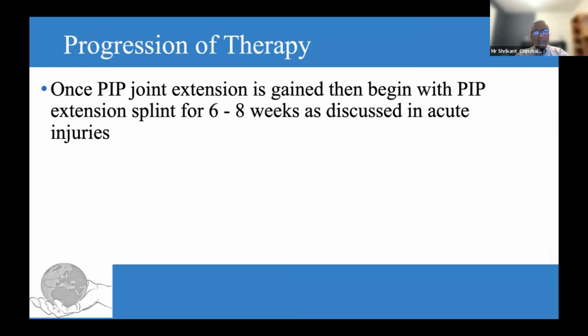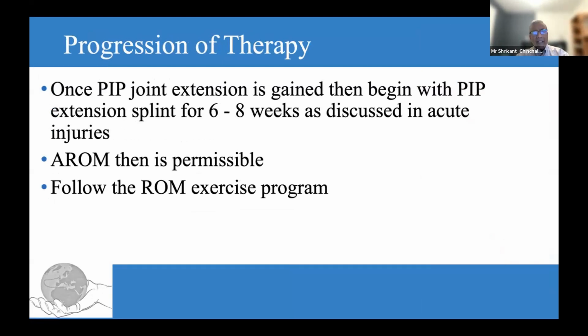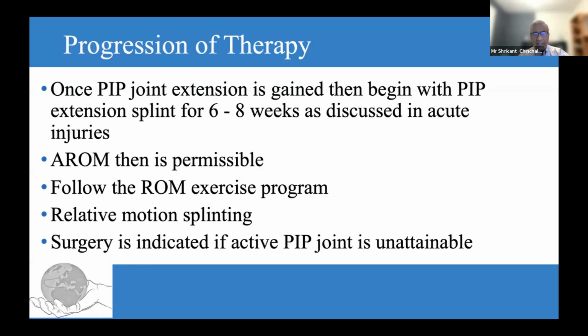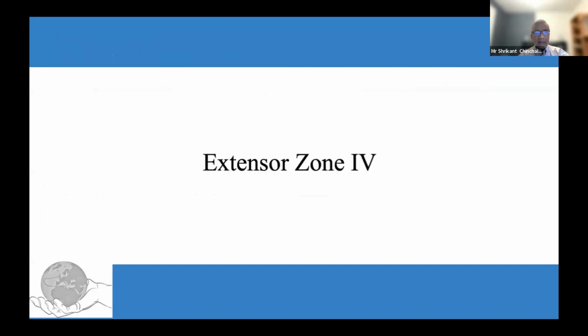So progression of therapy: once we have gained PIP joint extension to neutral, then we follow the same routine of holding the PIP joint in neutral, allowing patients to perform DIP joint flexion exercises. The management is exactly the same as I described with acute injuries. And then later on, we begin with range of motion exercises, initially as permissible, and then they routinely follow these programs. And it's very important that these patients definitely will require relative motion splinting. And surgery is indicated if the PIP joint extension is unattainable.